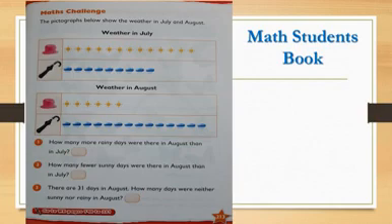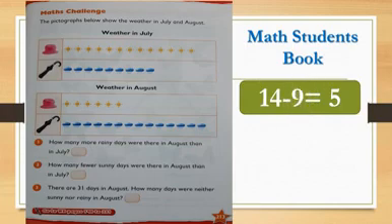So kids, the hat or the cup with sun is considered as the sunny days, okay? While the umbrella with rain and clouds are for rainy days, okay? So let's start. How many more rainy days were there in August than in July? We have to solve for this problem.